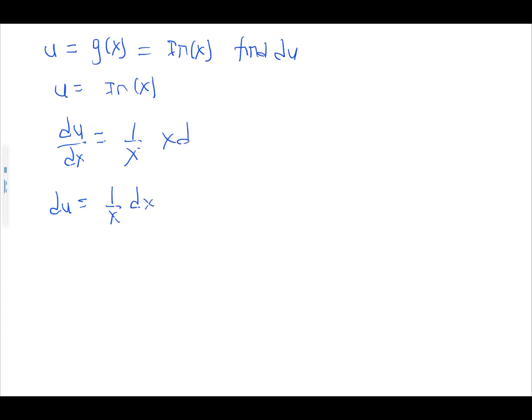Because I multiply both sides by dx, this cancels this, and at the end of the day I'm going to get 1 over x multiplied by dx.